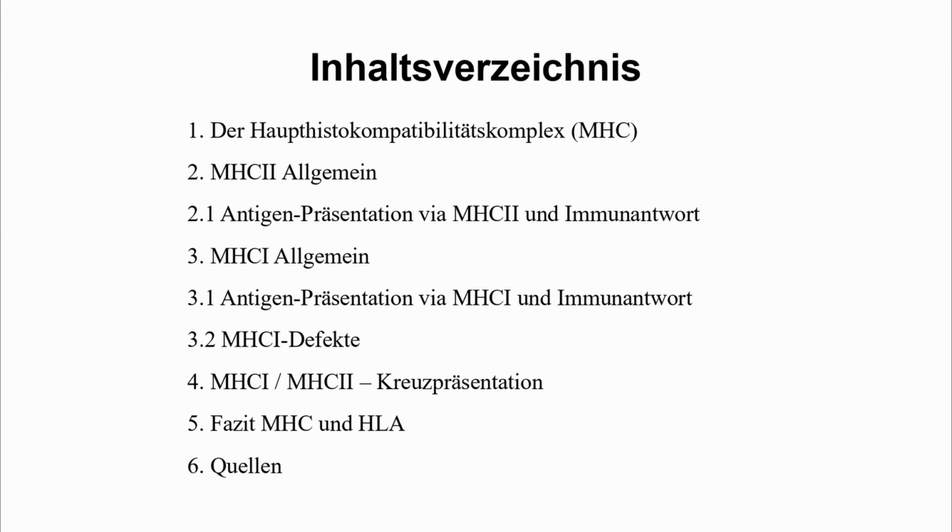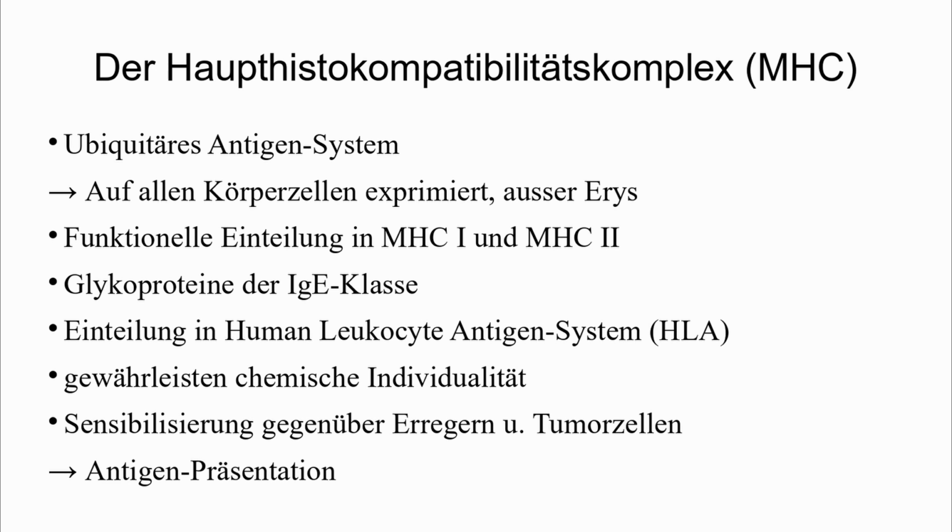The major histocompatibility complex is an antigen system which, as the name suggests, is expressed primarily on tissue but also on leukocytes. We already know antigen systems from blood group serology that are typical of erythrocytes. In contrast, the antigens of the MHC system are expressed on all tissues except erythrocytes. The MHC is divided into the subgroups MHCI and MHCII, since these have functional differences.